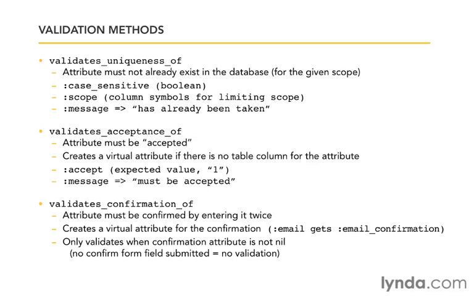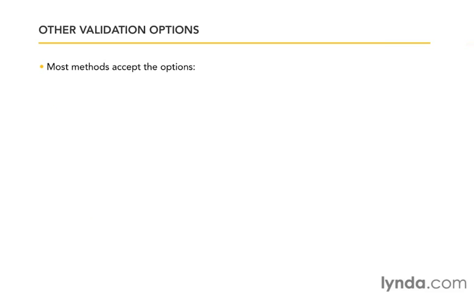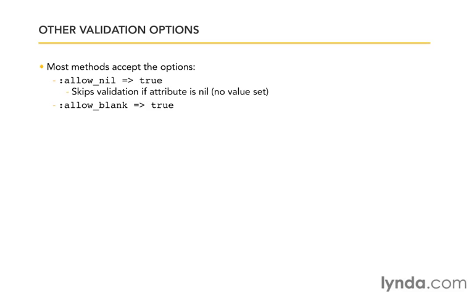Last of all, I just want to look at a couple of other global options that you can use. Most of these methods are going to accept the options for allow nil and allow blank. So if you want to allow it to skip the validation if it hasn't been submitted, or if you want to allow them to put in empty strings, well then you can use allow nil or allow blank. Now of course a method like validates presence of isn't going to allow you to skip blank because that negates its whole reason for existing, but almost all of the other ones will.